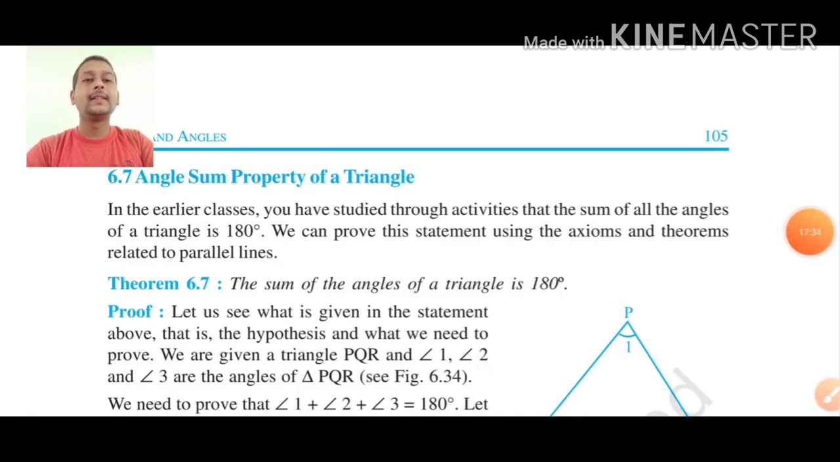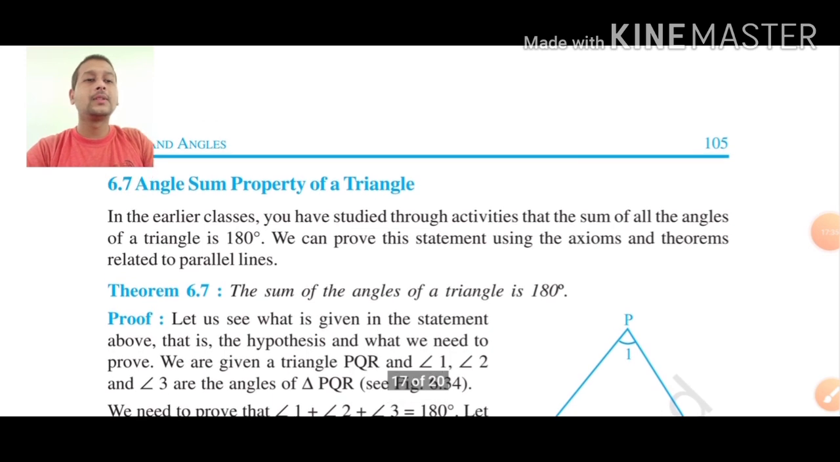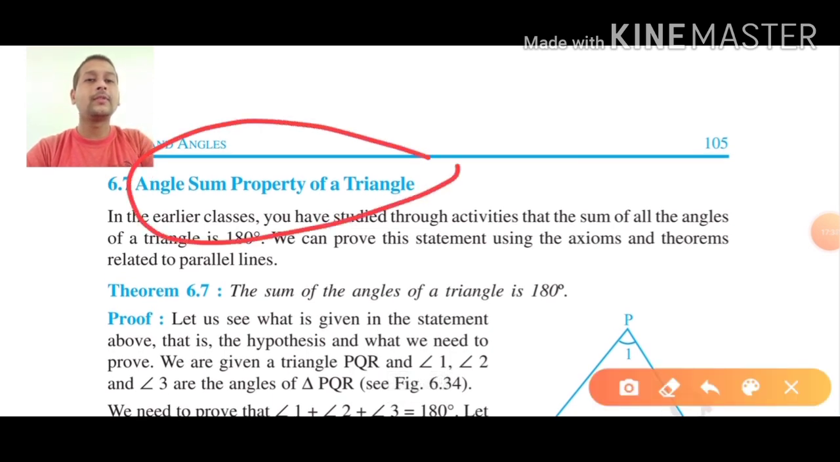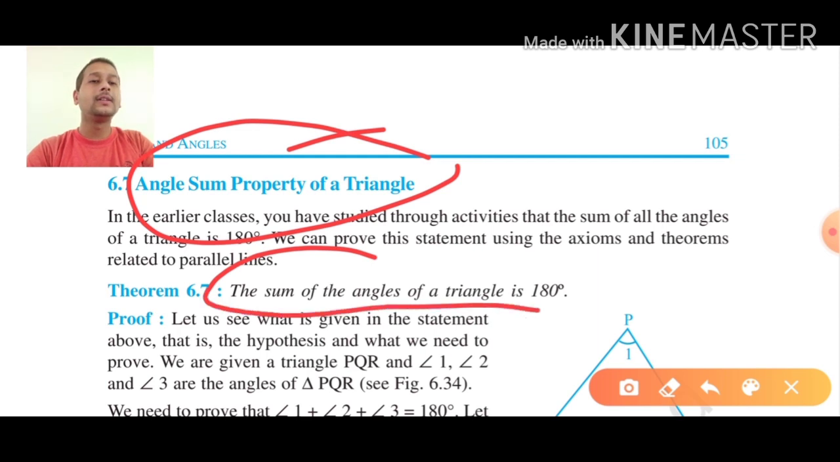Then we have the angle sum property. We have the angle sum property of a triangle, and what it says is the sum of the angles of a triangle is 180 degrees. Like if you have three angles A, B and C, angle A plus angle B plus angle C equals 180. This we have learned before, so it is not new to us. The proof I will give you in the PDF. You just check that one.